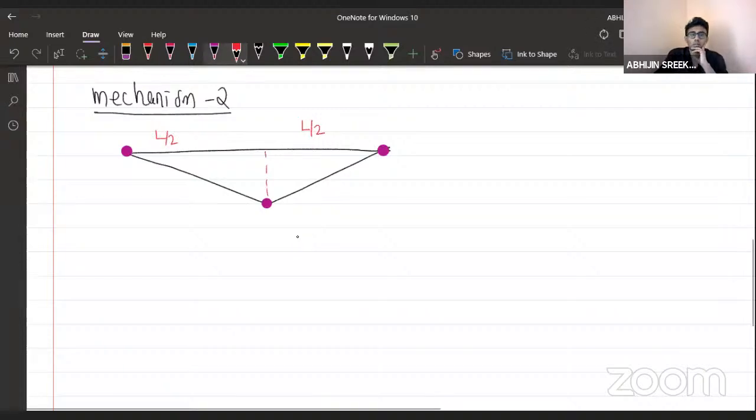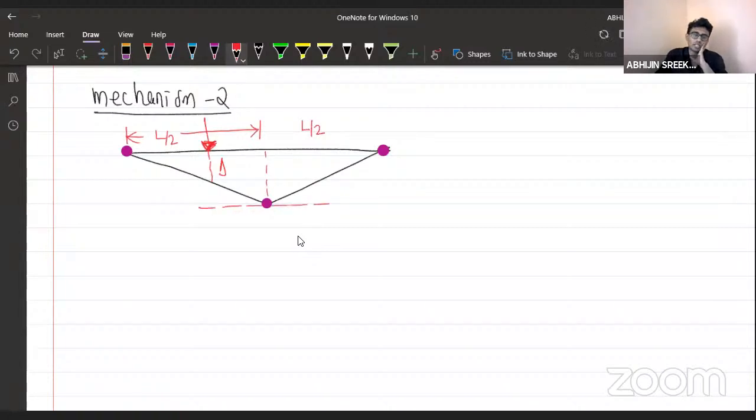Correct or not? But the loading is acting somewhat here. Loading is acting at a distance L by 3. If loading is acting at a distance L by 3, the delta has to be considered here. L by 2 is from here to here. This is the possibility of possible locations here.